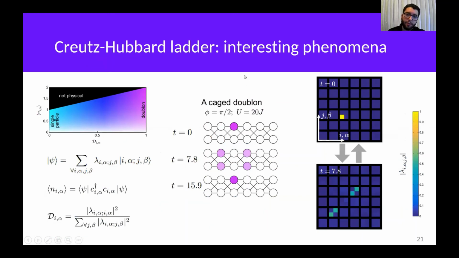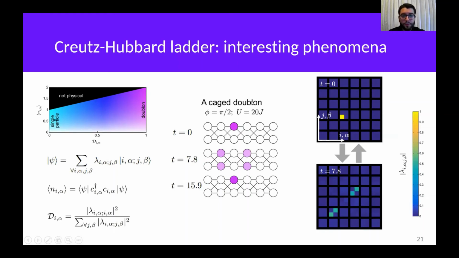And here are some interesting phenomena accompanied by some simulations. Here I'm using color. The intensity of the color is the occupation number, and the hue is whether it's more probable to find a single particle or a doublon in that site. So blue will mean a single particle and purple will mean a doublon. This can be measured with this quantity over here.